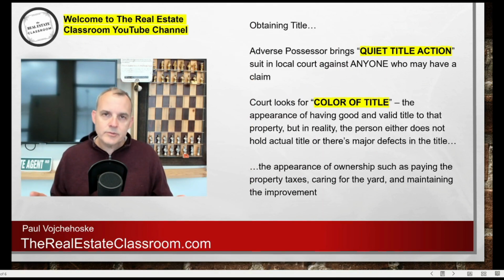Now, once the adverse possessor has demonstrated all these things to a judge, then the judge is going to decide whether or not they have met the standard to transfer title to the adverse possessor under the doctrine of adverse possession.